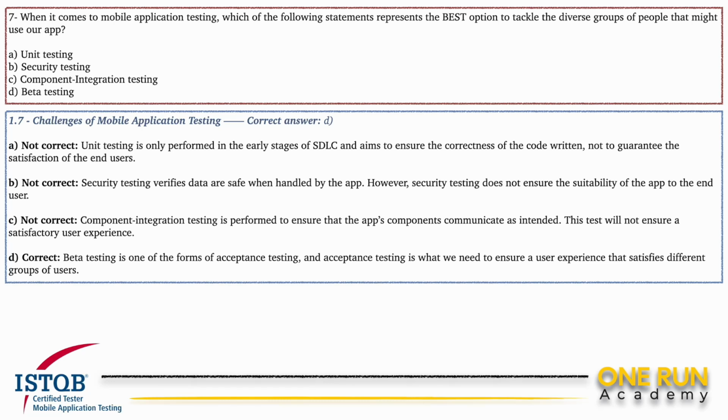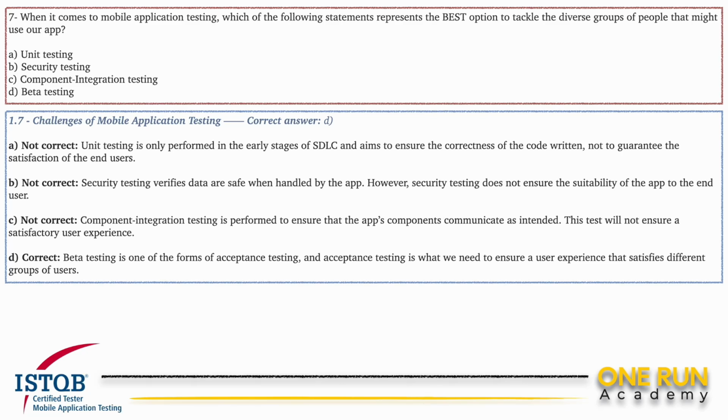And yes, it is. Beta testing is one of the forms of acceptance testing, in which a group of real users can try and test the app and then provide feedback about the application. Users can share what they liked, what they didn't like, and what they feel needs improvement. The feedback is then collected and discussed by the development and testing teams, and changes are applied accordingly to the app to make it more user-friendly. Excellent. We can now confirm that option D is the best option for this question.